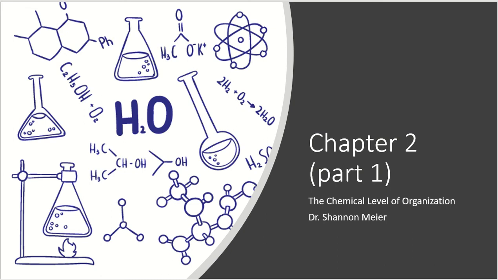So this is chapter 2, talking about the chemical level of organization. This is a pretty simple chapter. It's basically just general chemistry. If you've had high school chemistry or any kind of college gen chem, this is basically just that condensed down into one cute little chapter. So let's get started.